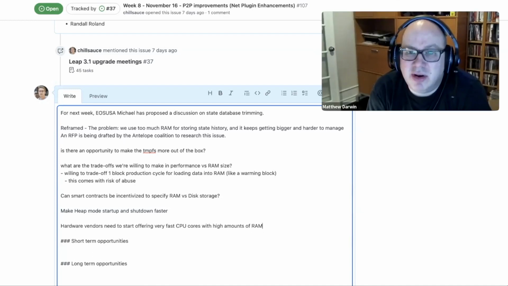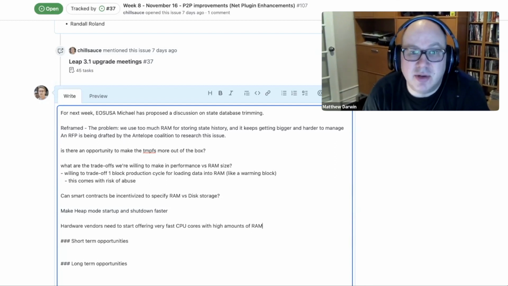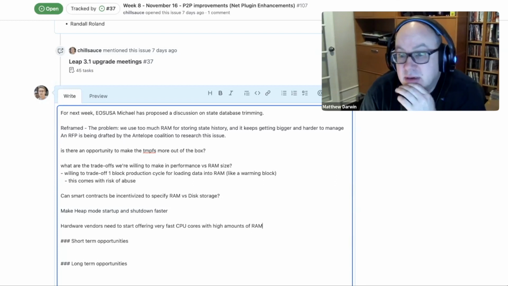So the only other thing that I've seen is maybe animators need a lot of RAM and high CPU speed when they're doing that. But this is not a normal use case for vendors to create hardware for. So it's been a challenge to acquire such machines.